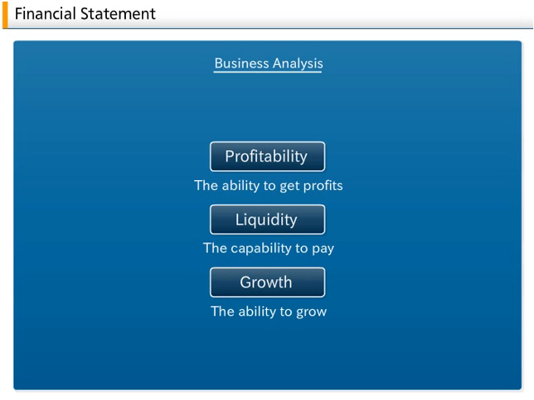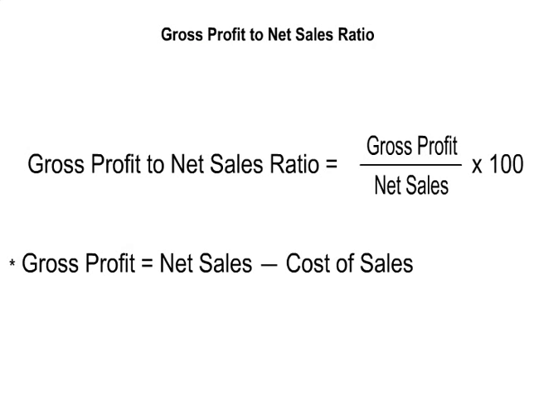Here, we will study the typical methods to figure out the key performance indicators of business analysis. One, profitability analysis. 1. Gross profit to net sales ratio. When there is a change in the gross profit to net sales ratio, it is necessary to confirm whether the cause is in the cost of sales or in the sales price.